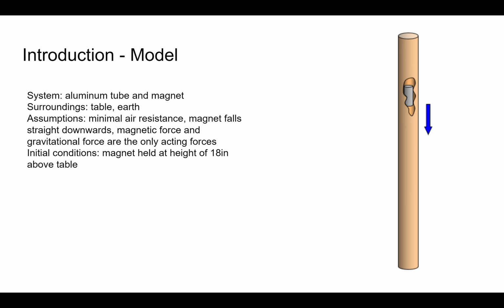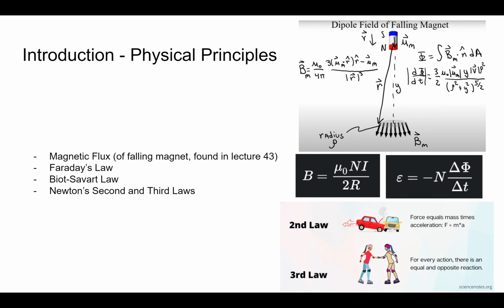Some of the assumptions that we make are minimal air resistance so that the magnet falls straight downwards, and that the magnetic and gravitational forces are the only acting forces. The initial conditions: the magnet is held at a height of 18 inches above the table. Some of the physical principles we're using are magnetic flux, Faraday's law, B sub r, and then Newton's second and third laws. You can see graphics of those on the right.